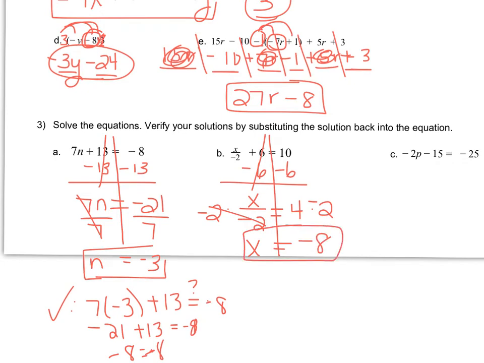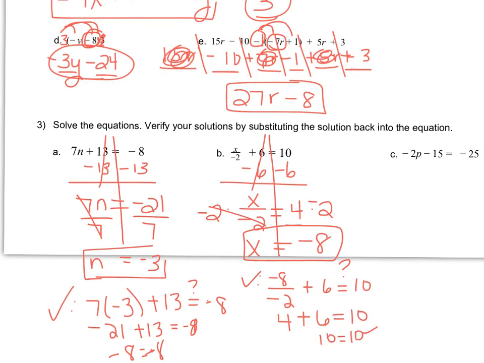And if I check, I have negative 8 over negative 2 plus 6. Does that equal 10? Negative 8 over negative 2 is 4. 4 plus 6, that equals 10.